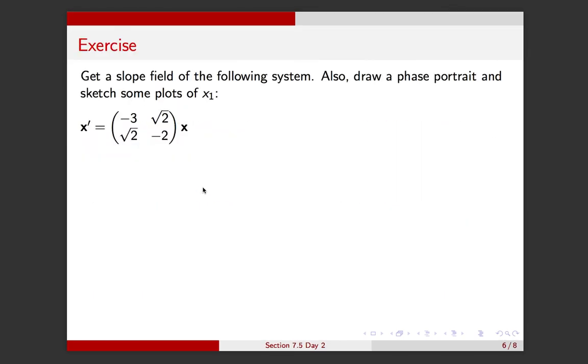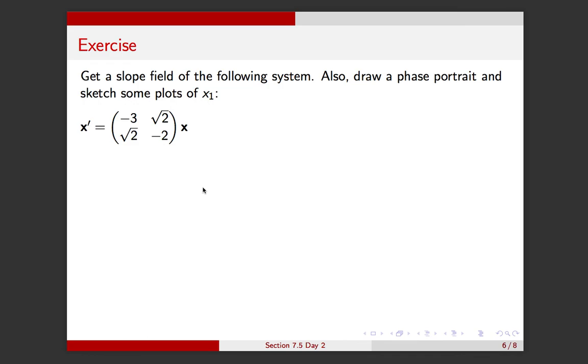Okay, so your exercise for this video is to get a slope field of the following system. So you should do that in GeoGebra, and then draw yourself a phase portrait and sketch some plots of x1. You could also sketch some plots of x2 if you want to for practice. So pause the video and see if you can do that.